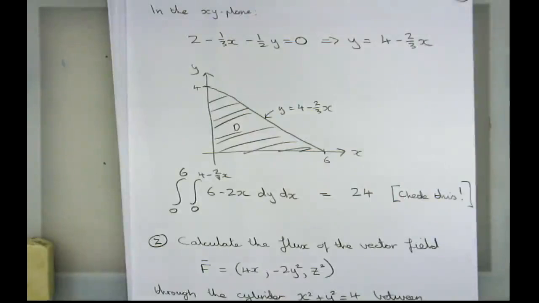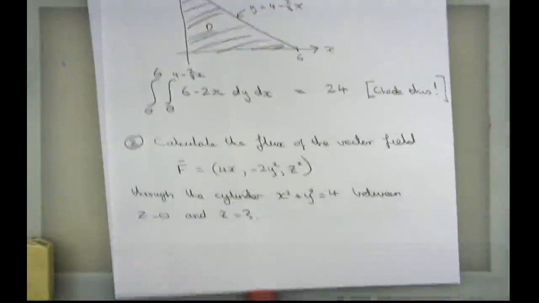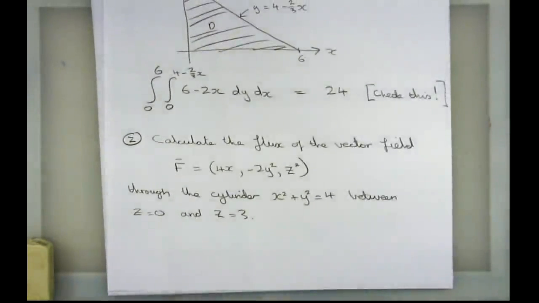Think carefully about what this is. What does this say? Oh, I'm sorry. When that happens, somebody yell out, because obviously I don't have eyes in the back of my head. What is this saying?